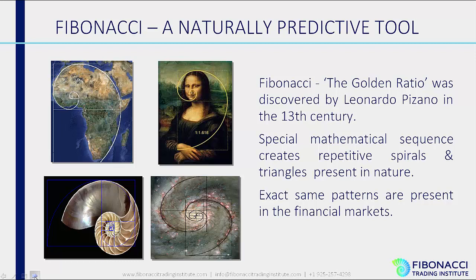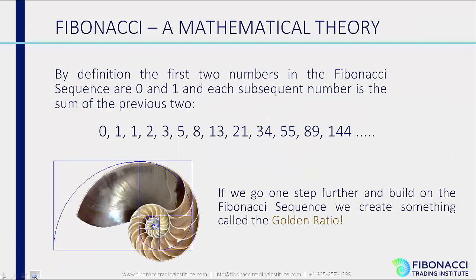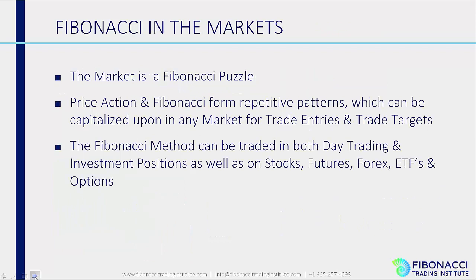Fibonacci was discovered by Leonardo Pisano in the 13th century. This special mathematical sequence creates repetitive spirals and triangles that are also present in nature and also present in human body. Exact same patterns present in financial markets. Financial markets are transformed by this Fibonacci sequence that starts with 0 and 1, where each subsequent number is the sum of previous two. This golden ratio holding the key to trend inception and trend reversal levels.